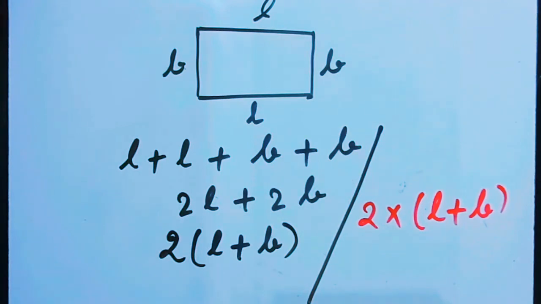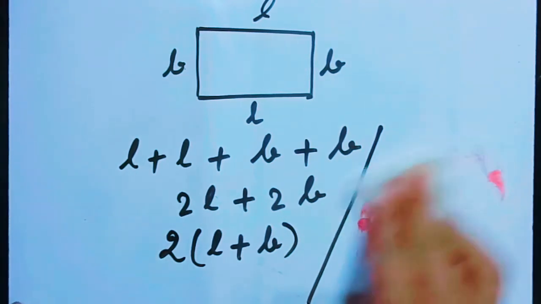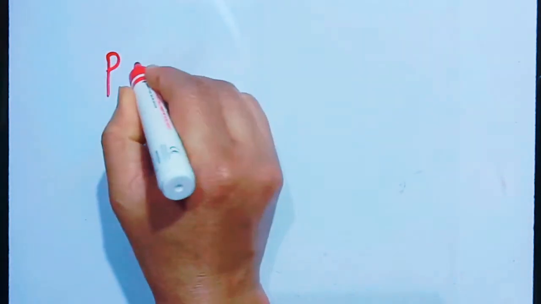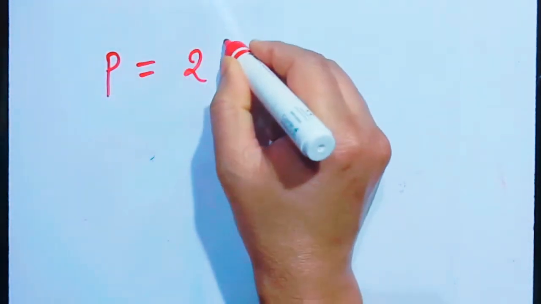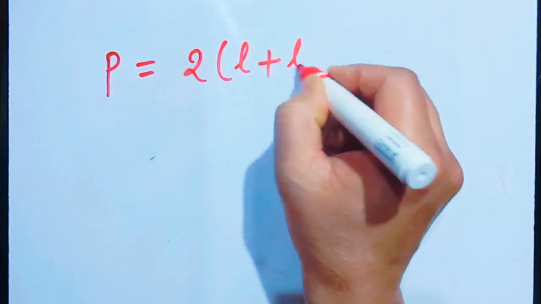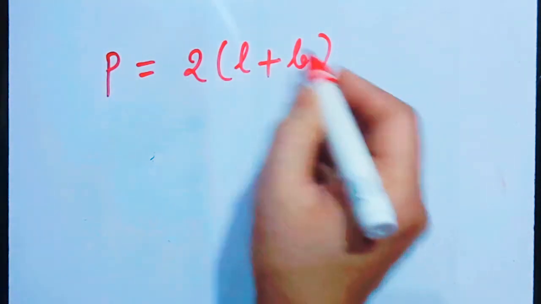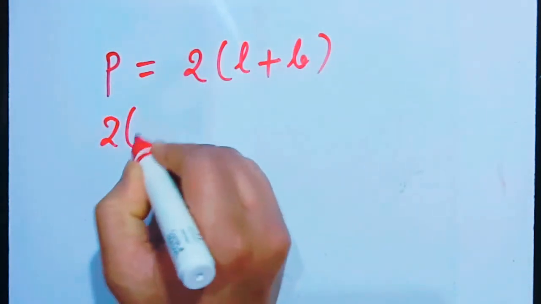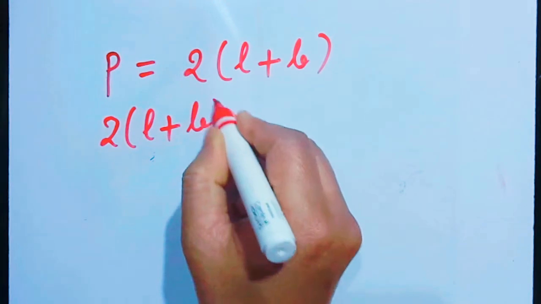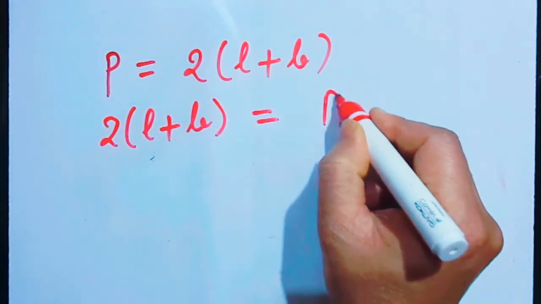Now this is your perimeter. Okay, please keep on concentrating. So this is your perimeter. So my dear, the perimeter of a rectangle is equal to 2 times (L plus B). Clear? So naturally you can revert this as 2(L plus B) is equal to the perimeter.